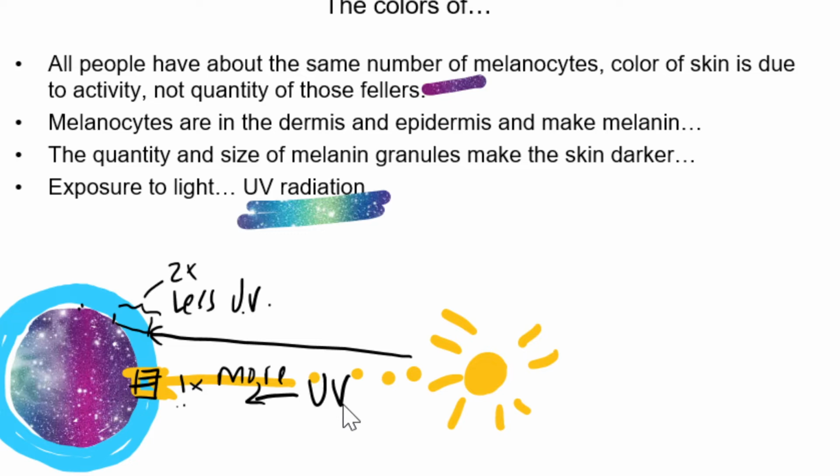What happens is, as the people from this area down here started to migrate towards this area, they didn't need as much melanin. Why? Because they didn't have as much exposure to UV. Why?